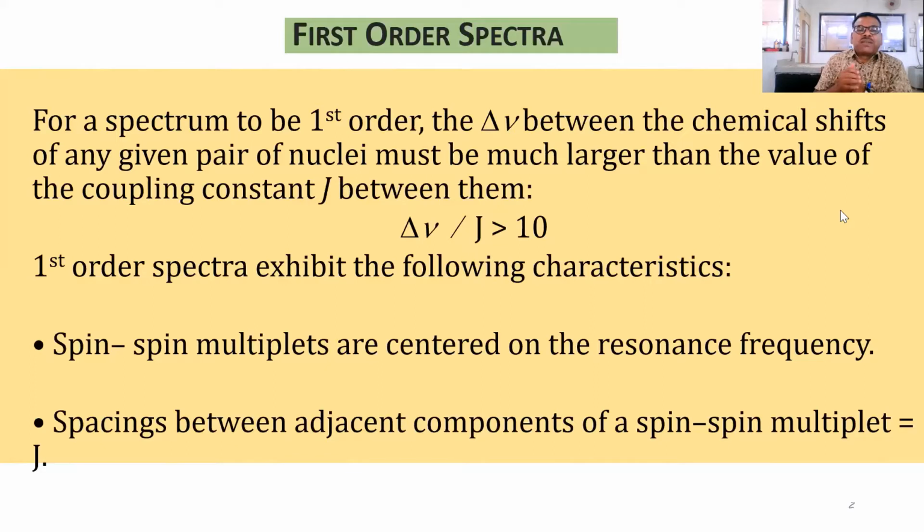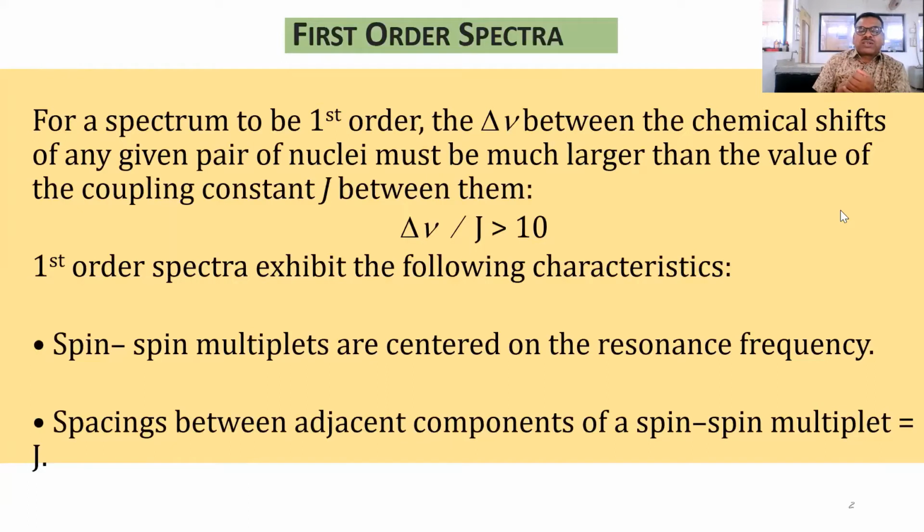Once again, I repeat the same. The first order spectra, when delta V between the chemical shift of any given pair of nuclei must be much larger than the value of coupling constant J between them, that is delta V divided by J is greater than 10. When this is the equation, then you will get first order spectra.